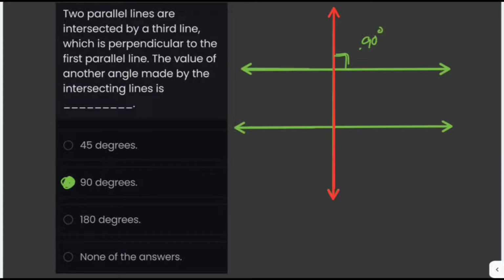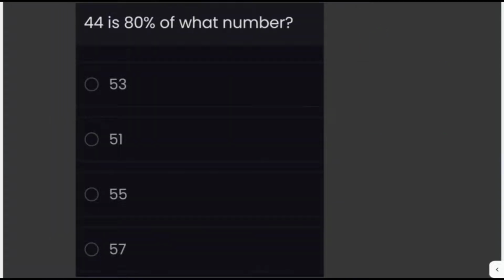Right, let's solve another one. All right. 44 is 80% of what number? So we don't know the number, so we can let x be the unknown number.